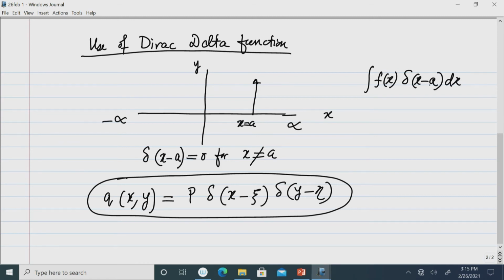So, the Dirac delta function defined at the point x equal to a, multiplied with a function, say f(x), any function, and integrated over the real line between the limits minus infinity to plus infinity, any limit, then the integral will be just the value of the function evaluated at the point x equal to a.